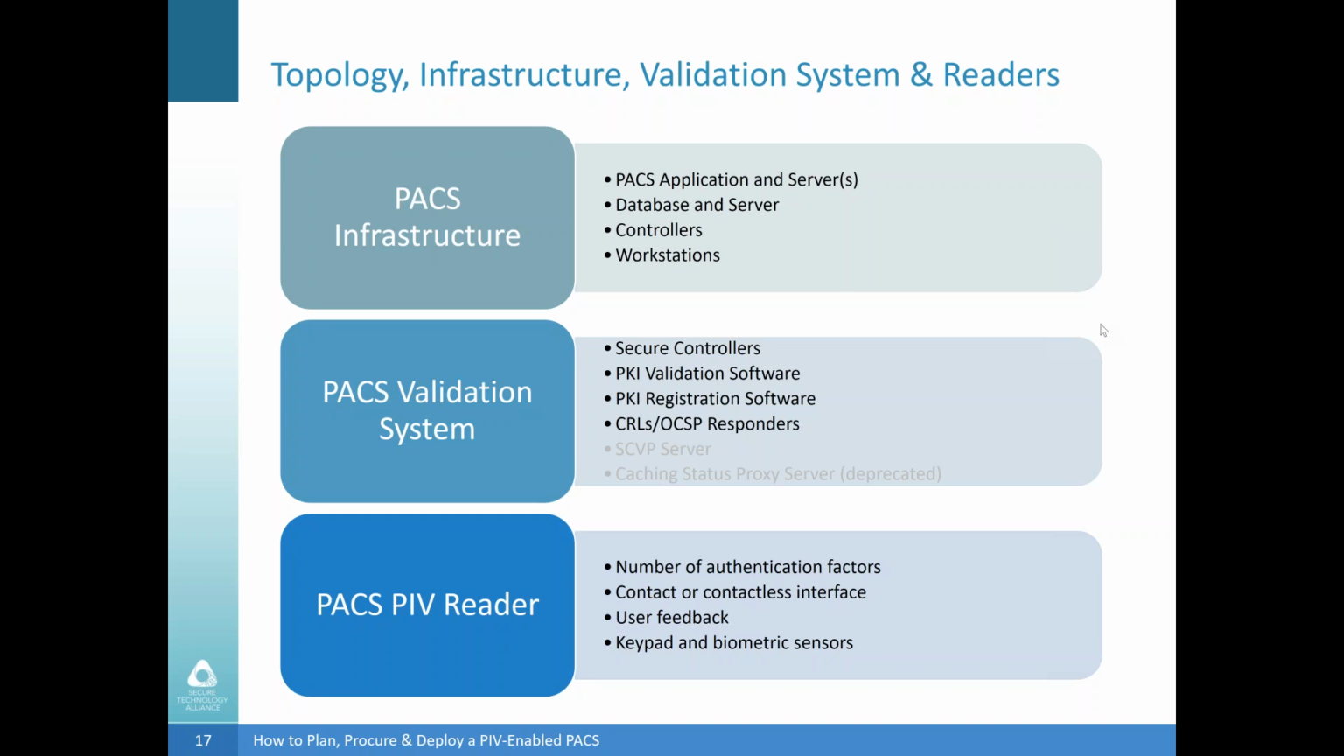Controllers in the PACS infrastructure compare the information stored in the PACS database with the information received from the readers to make an authorization decision. The PACS application software servers and workstations are used to configure and monitor the system. Together, these 3 groups form topologies that are the basis for the GSA FIPS 201 evaluation program approved products list. We'll look at a lot more detail in the next session about procurement.